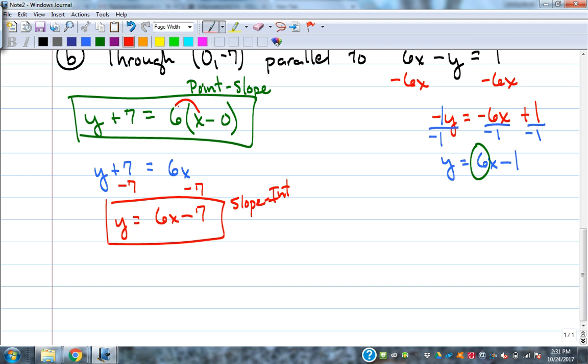I distributed 6 to both those things. 6 times x is 6x. 6 times 0 is technically there's a minus 0 out there, but I didn't put it there because it really doesn't do anything.